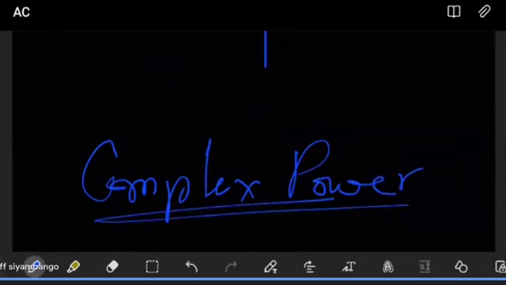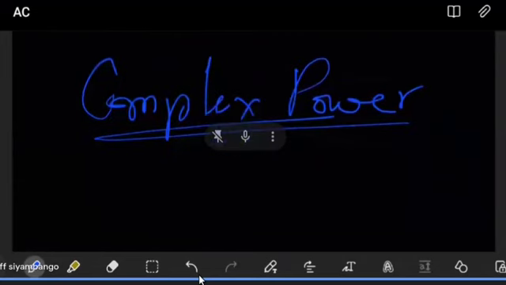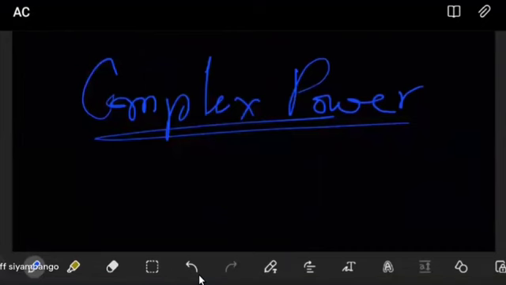But before we start complex power, do we have any questions on lagging and leading? Is it okay there, Sylvester? Yes. Great.